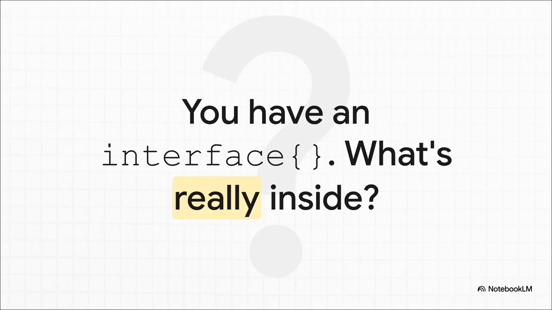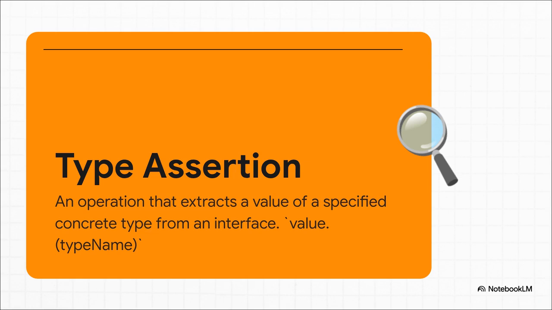So picture this. You get a value, and its type is interface{}. Now that's the empty interface, which means it can hold literally anything. It could be a number, a string, some custom struct you've never seen before, anything. How in the world do you safely find out what it is so you can actually work with it? Well, the answer is something called a type assertion. This is Go's tool for basically saying, you know what? I have a strong hunch that the value inside this interface is actually a string, or I'm pretty sure it's an integer.